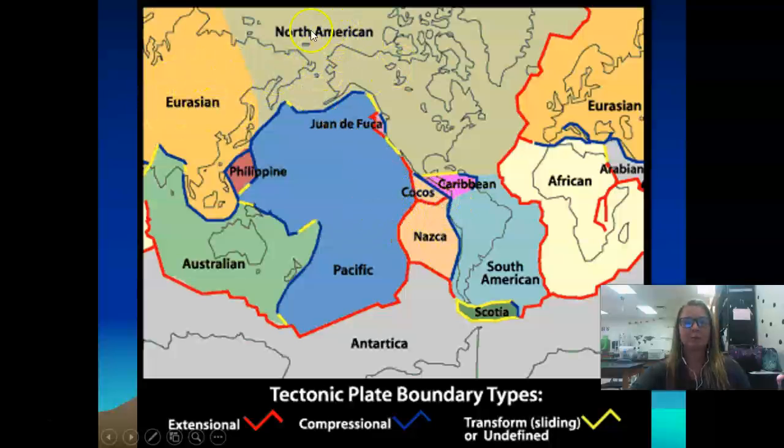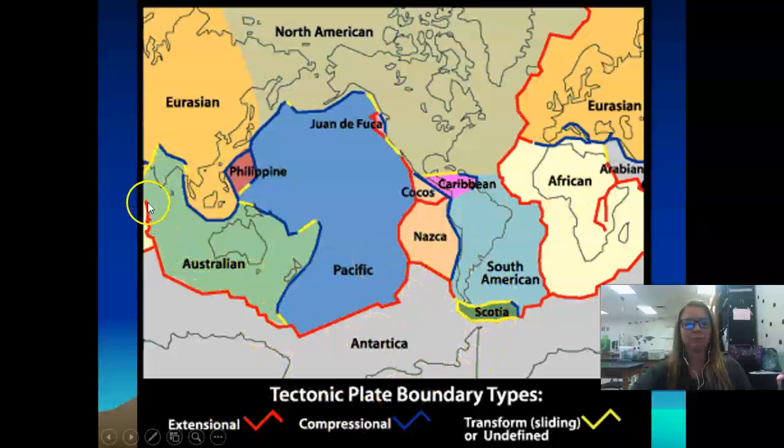Here's a picture of the different plates that we have. We have our North American plate, where you can see the United States of America. We have the Eurasian plate that wraps around there. Then the Australian, the Pacific plate, the South American plate, the Caribbean, and the African, and so you get these ideas. And we're going to talk about what types of forces are happening.